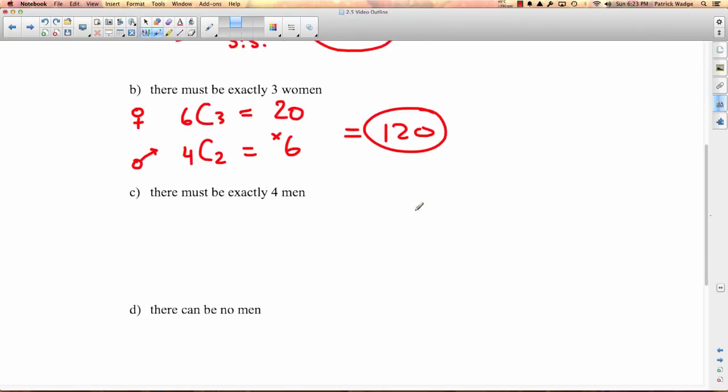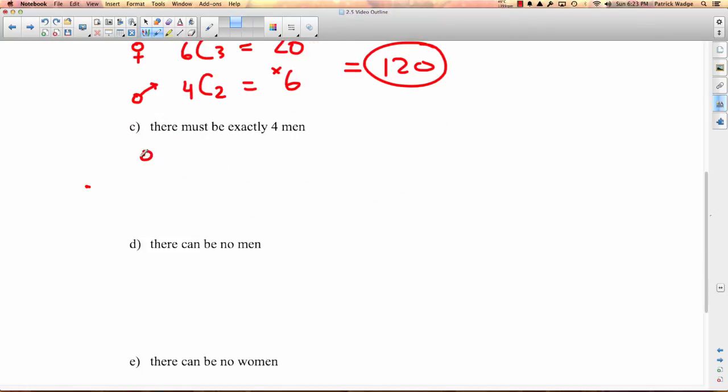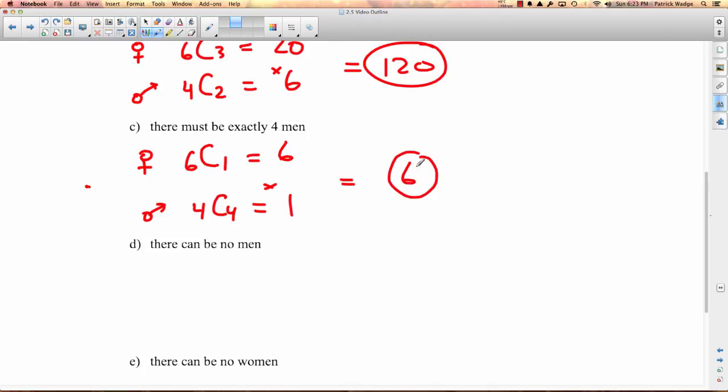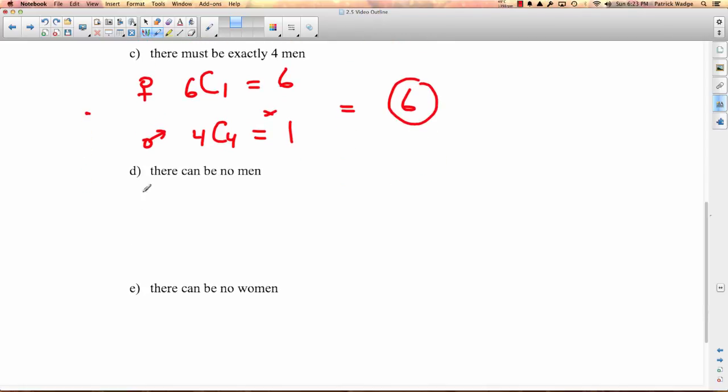All right, if there must be exactly 4 men. So again, women, men, there's 4 men and 6 women. You want exactly 4 men, so it's going to be 4 choose 4, and 6 choose, you already got 4 men. To get a committee of 5, you need 1 woman. 6 choose 1. Hopefully you'll start remembering stuff like this. If you got 6 people and you need to choose one of them, how many ways can you do that? 6. If you have 4 people and you need to choose 4 of them, and order doesn't matter, how many ways are there to do that? Just 1. Of course you can do this with your calculator if you want, but those are ones that you'll get used to calculating in your head.